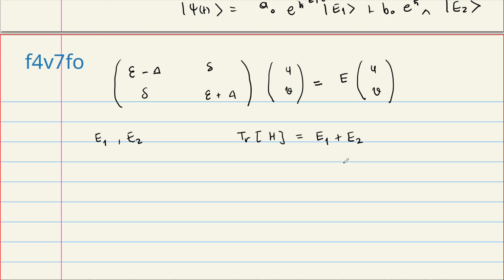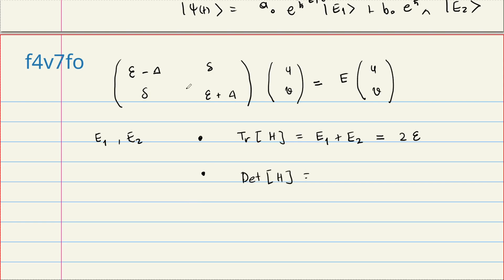So there are some very good mathematical theorems that prove this. Doesn't matter. Trace is E1 plus E2, and I look at trace: epsilon minus delta plus epsilon plus delta is 2 epsilon. So there's one piece of information. The second piece of information is the determinant.